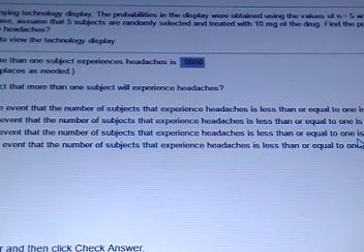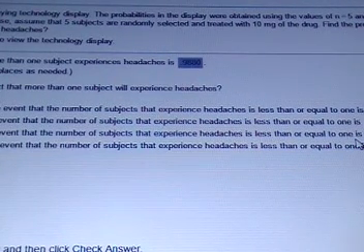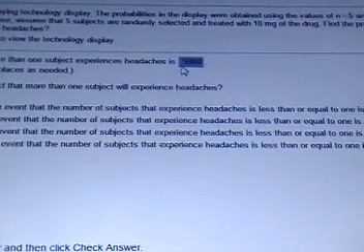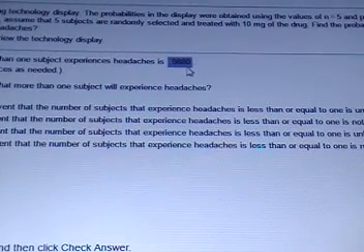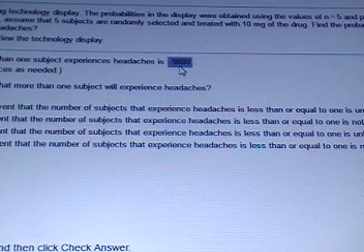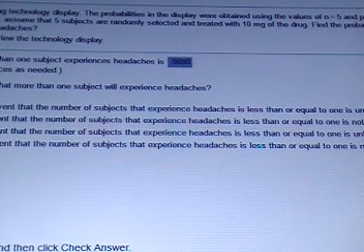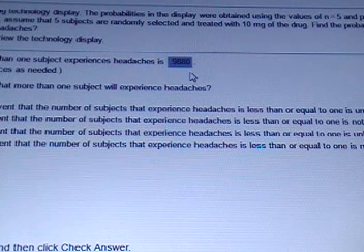Okay, so is it reasonable to expect that more than one subject will experience headaches? And clearly, with the probability being so high, the answer to that is yes. There's a 98, almost a 99% chance that you're going to get more than one person experiencing headaches. So that is reasonable to expect it to happen. It's almost assured to happen.